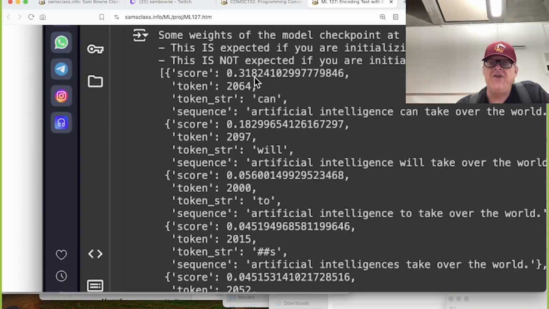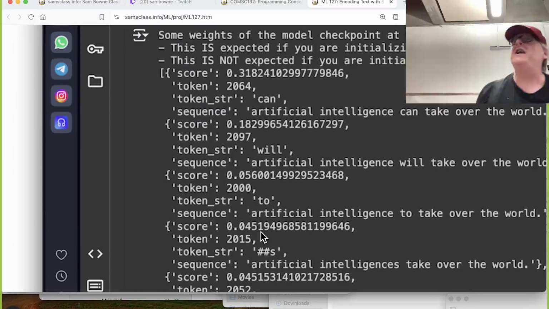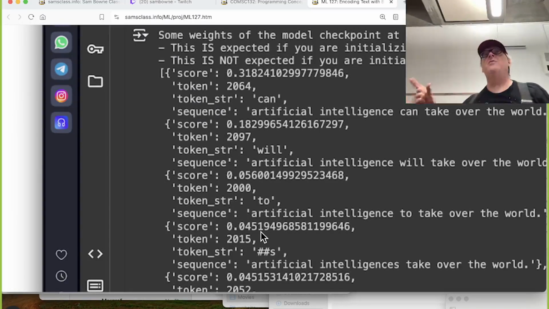"Can" has a 31% chance: "Artificial intelligence can take over the world," or "Artificial intelligence will take over the world." The "will" has an 18% chance of being the right word. "To take over the world," that would be part of a sentence. That has a 5% chance, and the next one has 4.5%, and so on. That's what it means. It gets pretty good at filling in the missing word from context.